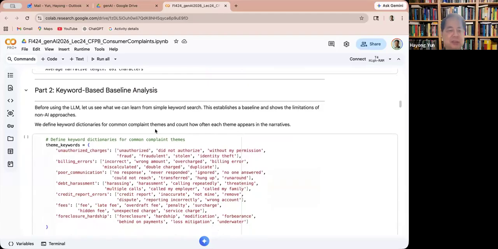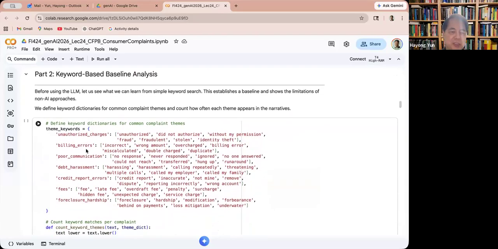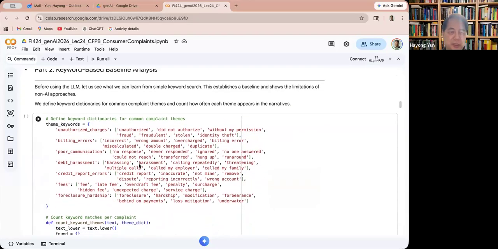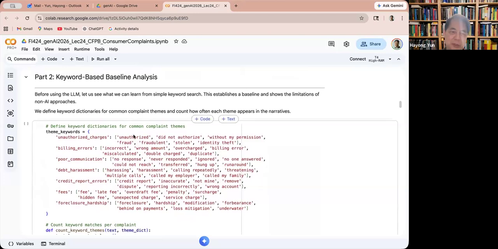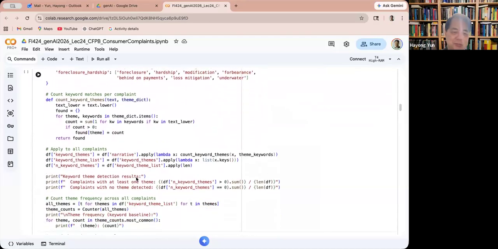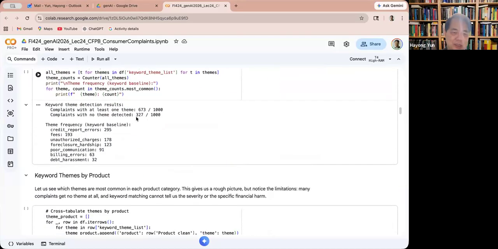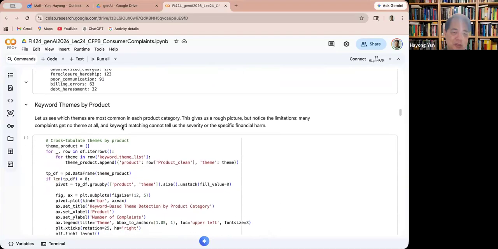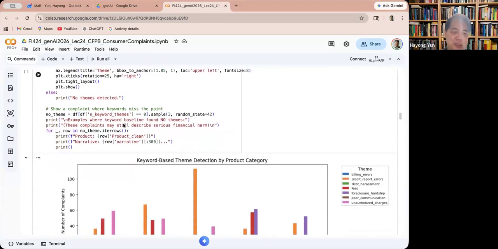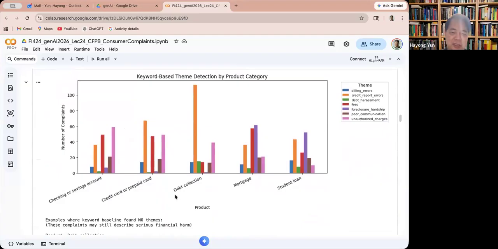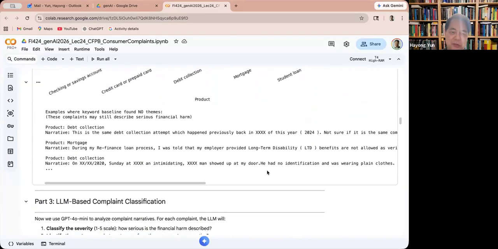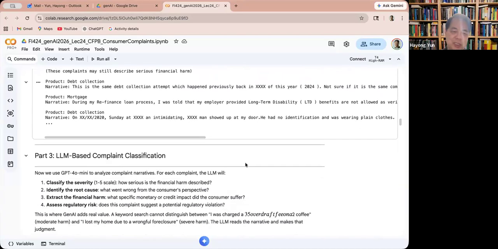So the keyword-based analysis. We have unauthorized charges, billing error, and some of the keywords here before the LLM. So we just do this traditional way of counting these keywords. And here we can see some results. So keyword themes by product, and you can see debt collection, I guess, has high credit report errors, for example, but you can see the distribution of counting. So this is sort of a traditional way of doing this kind of text analysis.